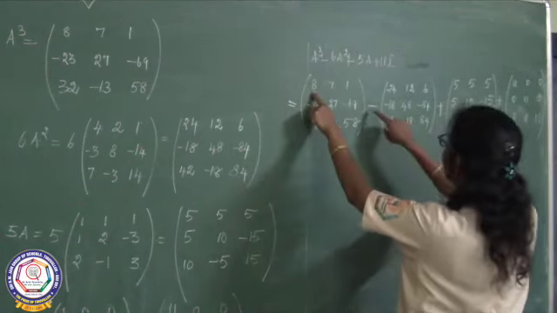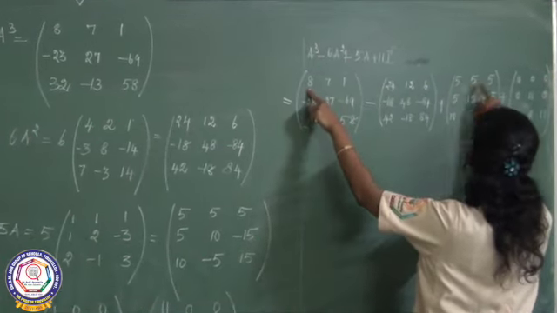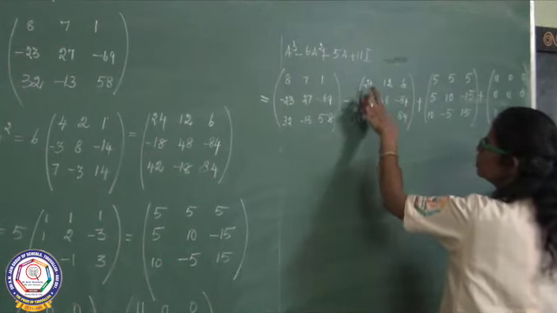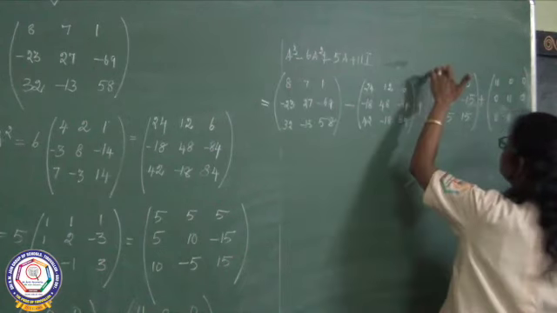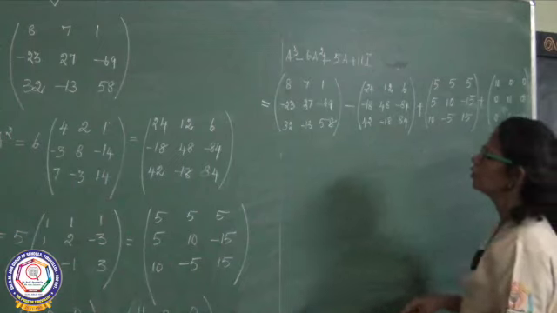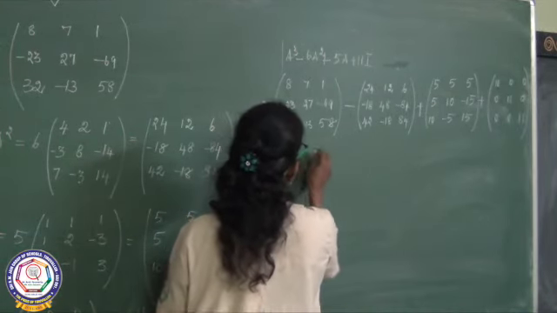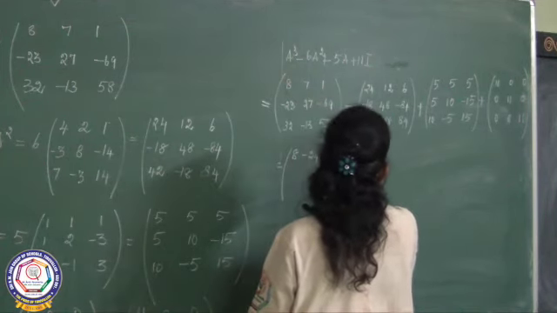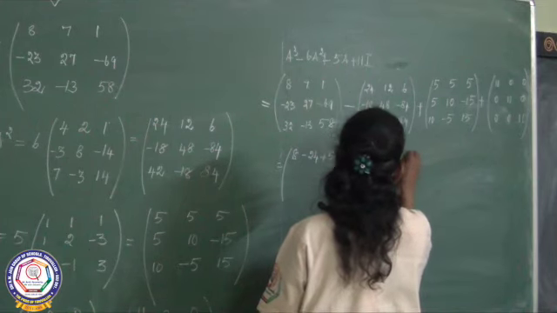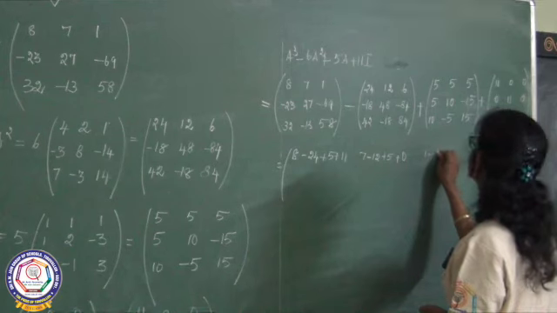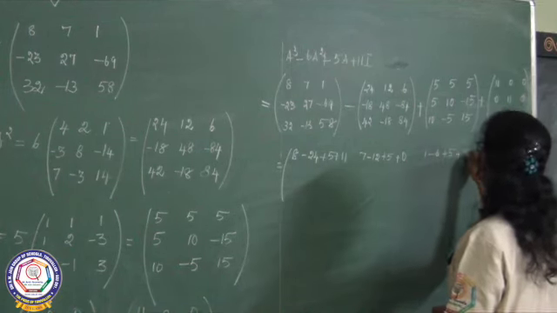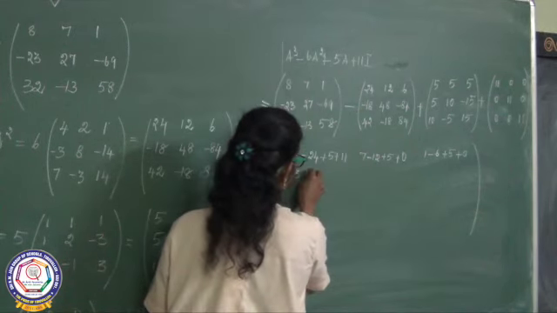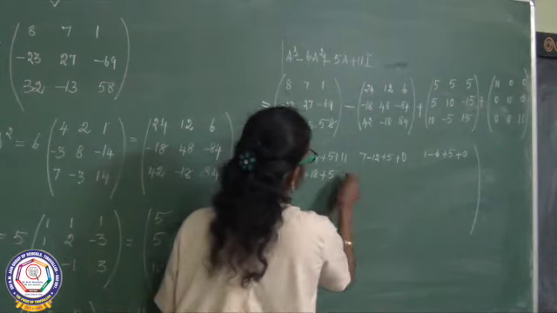Now 8 minus 24 plus 5 plus 11. Corresponding entries you should operate. Better you should add the additions alone first: 8 plus 5 plus 11 is 24, minus 24, which is equal to 0. Corresponding entry: 7 minus 12 plus 5 plus 0. 1 minus 6 plus 5 plus 0. Corresponding entries you should do. Minus 23 minus into minus plus 18 plus 5 plus 0.